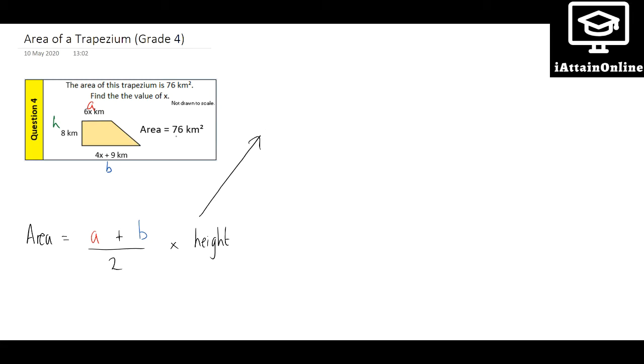So I'm told that the area is 76, and I know that is equal to whatever my A value is. In this case, A is just 6x. Then I'm going to add to that whatever my B value is, which in this case is 4x plus 9. We are going to divide that by 2, and then multiply it by my height, which in this case is 8 kilometers.